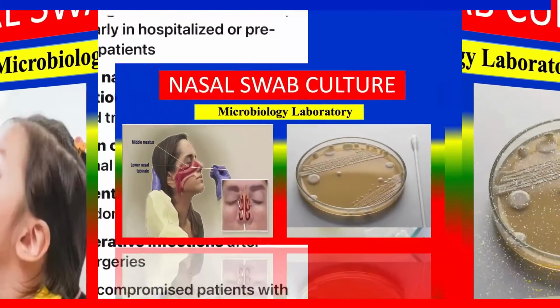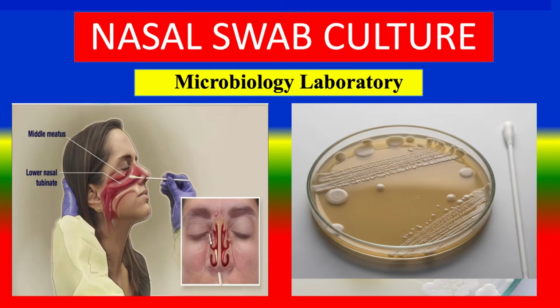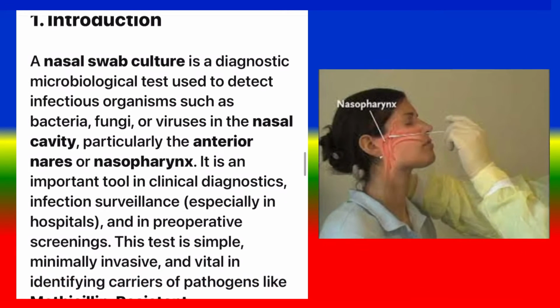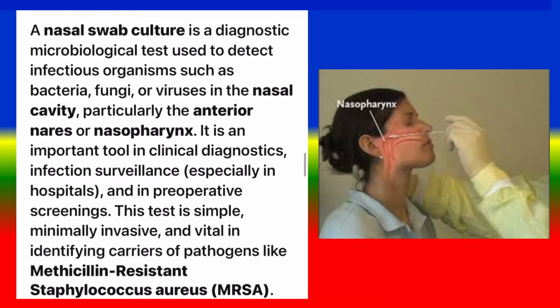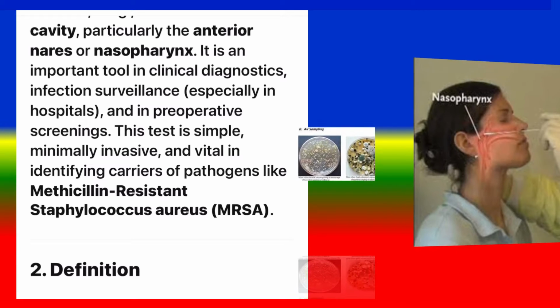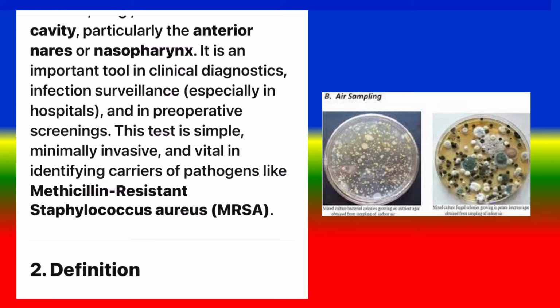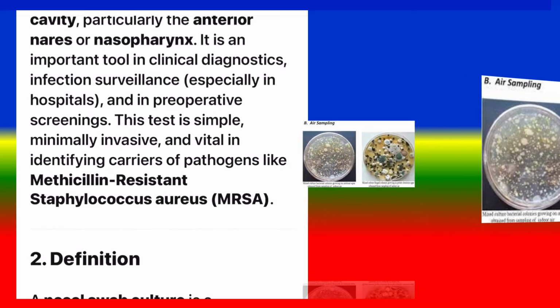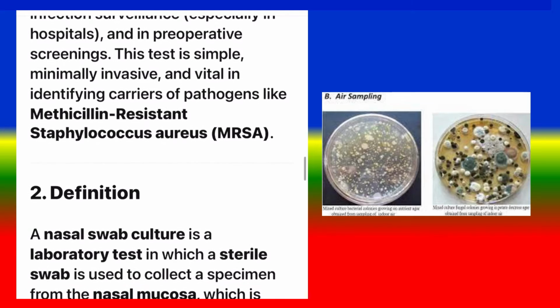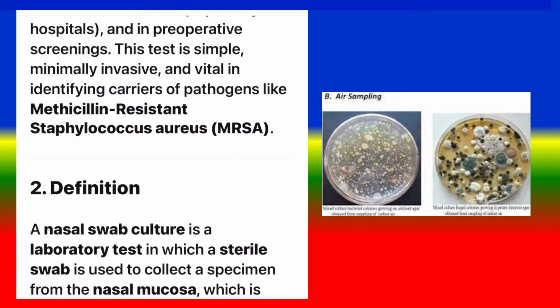Here's a comprehensive and detailed explanation of nasal swab culture, covering all 15 points thoroughly for academic, clinical, or exam preparation purposes. 1. Introduction. A nasal swab culture is a diagnostic microbiological test used to detect infectious organisms such as bacteria, fungi, or viruses in the nasal cavity, particularly the anterior nares or nasopharynx. It is an important tool in clinical diagnostics, infection surveillance, especially in hospitals, and in preoperative screenings. This test is simple, minimally invasive, and vital in identifying carriers of pathogens like methicillin-resistant Staphylococcus aureus, MRSA.